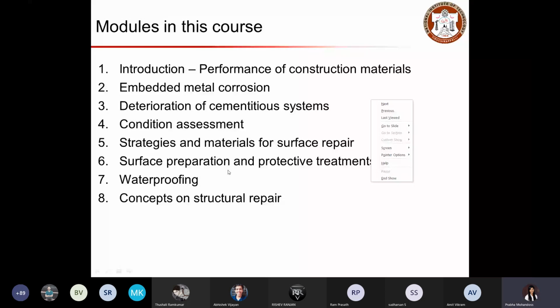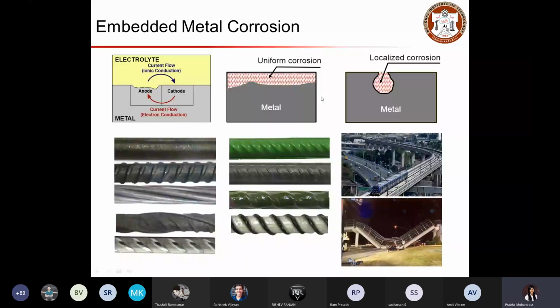So in embedded metal corrosion, we look at the basic things of how your steel is corroding, what the different types of reinforcement are that we can use for enhancing the performance, and how this corrosion mechanism will differ for the different types of reinforcement that we use in construction, right?